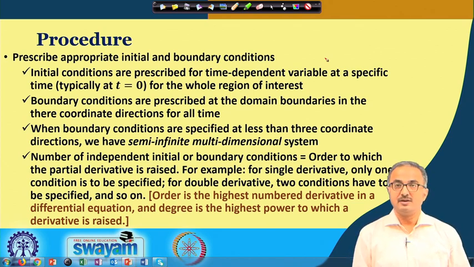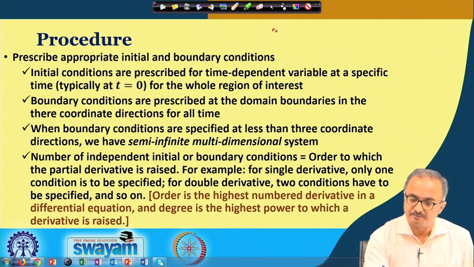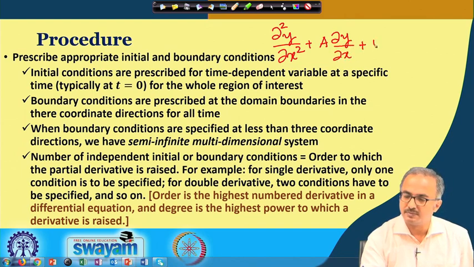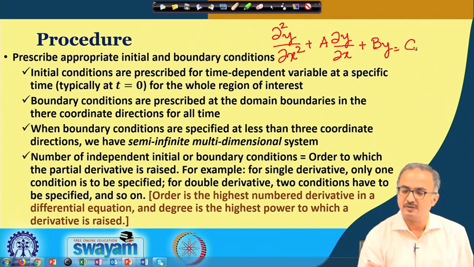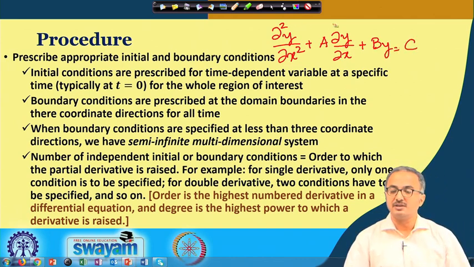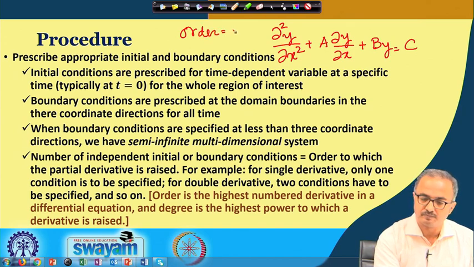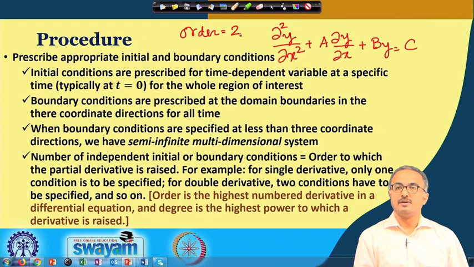Now let us write another equation which is of, say, order 2. Let us see like this: ∂²y/∂x² plus, say, ∂y/∂x plus y equal to c. Now in this case you just see what is the highest order of the derivative. Here you see the highest order is 2. So this order is 2.